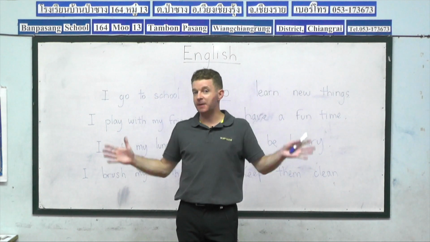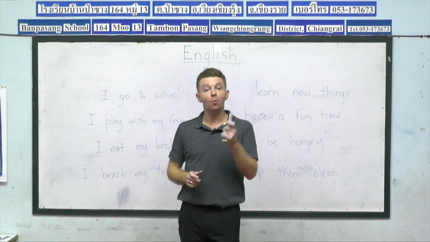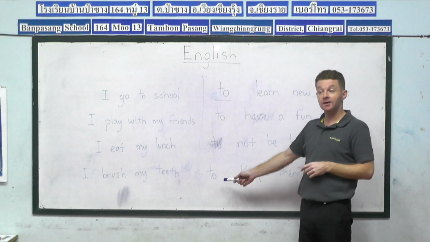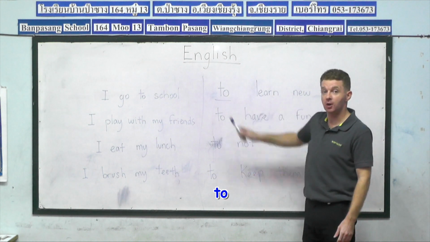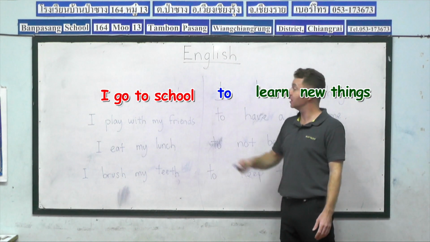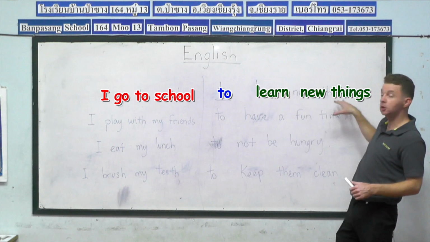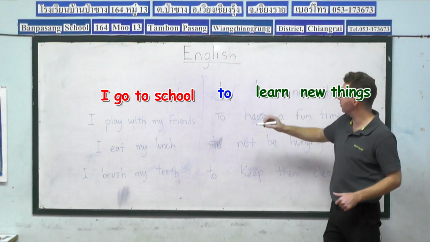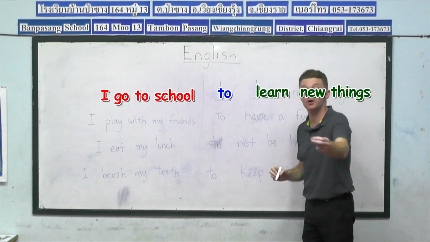If we want to expand on them and give the reason or the purpose, what we do is, what word do we use first, guys? To. Every sentence, to expand it, we use to, and then the reason why we do the activity. I go to school to learn new things. You see, always start with to, and then the base form of the verb, to learn.